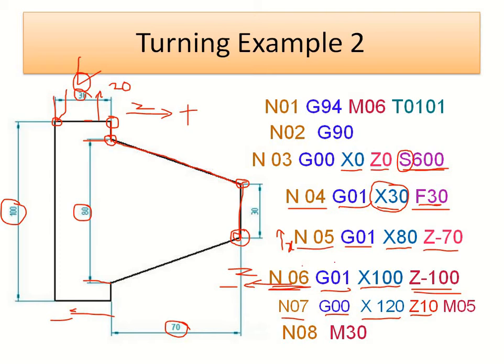And finally, N08 is the block for program stop. We can use M30. So in this program, N represents the number of blocks, and the sequence is given 1 to 8. G94 represents absolute positioning, and G90 represents absolute programming. Then we can use the tool change M06. For the spindle speed we use S, and for feed we use F.